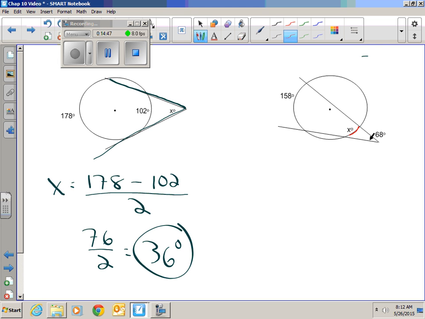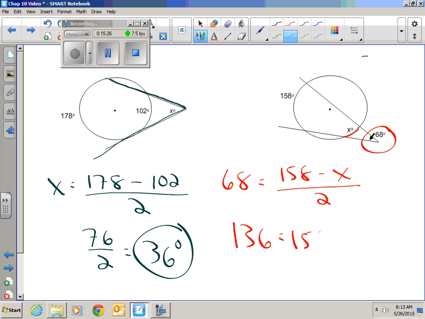In this guy right here, we're looking for X. X is an arc. I know that this angle, and again, this is a secant angle, right? It's a secant. Those are both secants. I know that the measure of the angle 68 is equal to the difference of the arcs, all divided by 2. Now, whenever I have these, I'm going to make my life easier and get rid of my fraction, multiply both sides of the equation by 2. 68 times 2 is, don't tell me, 136 is equal to 158 minus x.